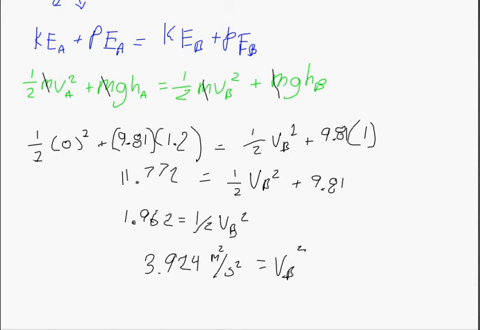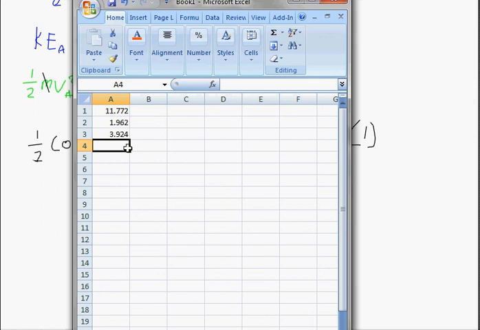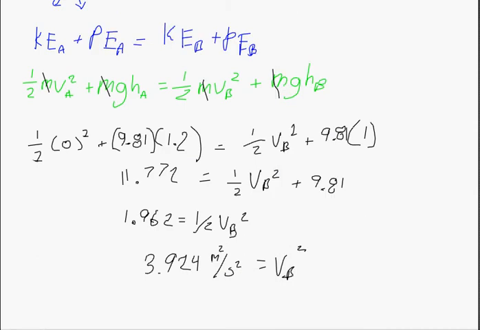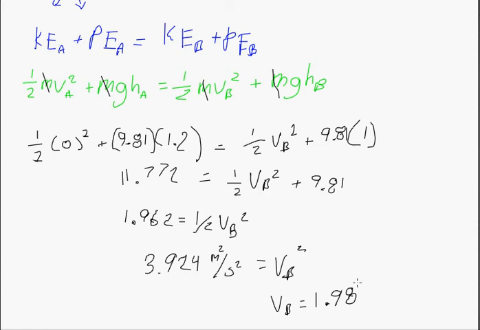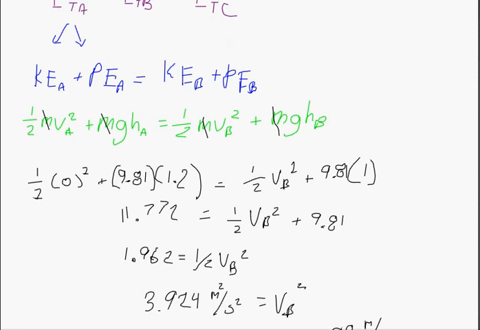And taking the square root is pretty easy on this. So you just go equals this, and I'm going to put the caret to the 0.5, and that's the same thing as square root. And enter, and there we go. We get a velocity at that point of about VB equals 1.98. We'll just leave it at that. Meters per second. Okay. So let's go back up here and look at this.